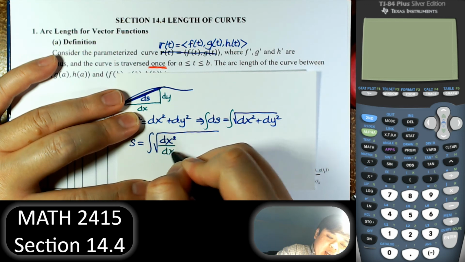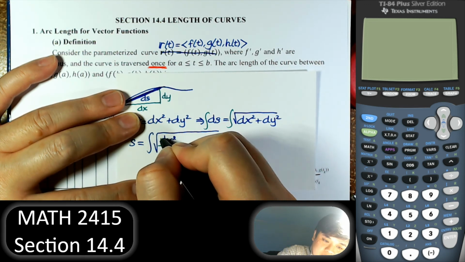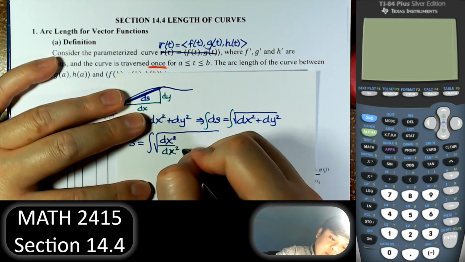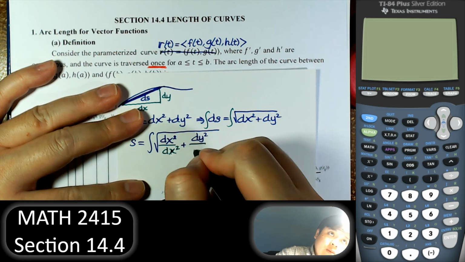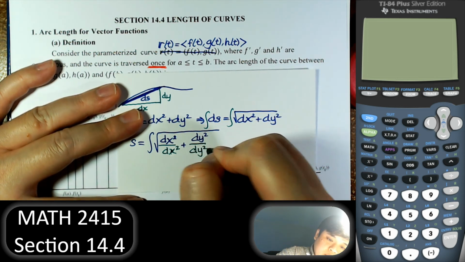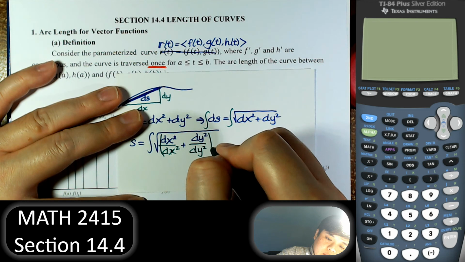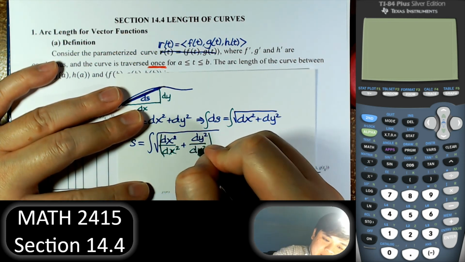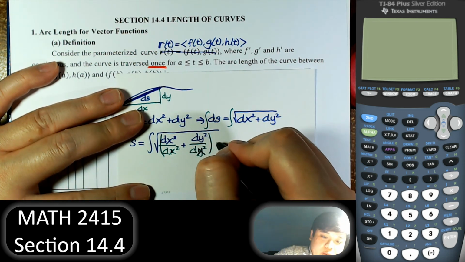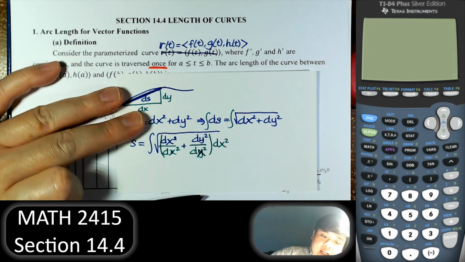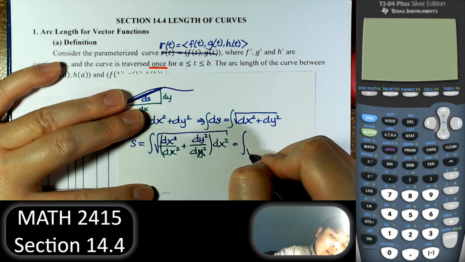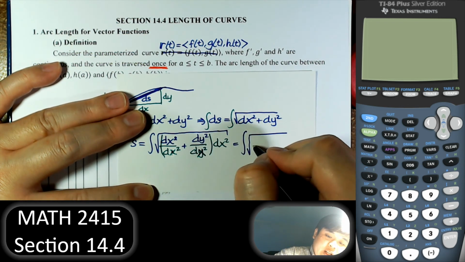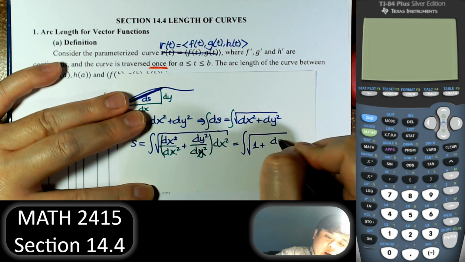I will divide by dx square. Since we divide by dx square, we multiply by dx square, keep things balanced. And the dx square is still inside the square root. Now when we split dx square over dx square, it's just 1. And then we have dy over dx. Let's put the square like this.